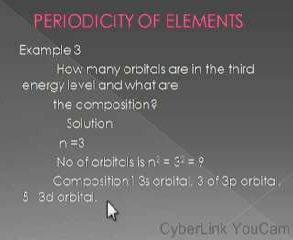Now, they ask what the composition is. The composition is that we have one 3s because n equals 3. So we have 3s, we have three 3p, and then we have five 3d orbitals. So 1 plus 3 plus 5 is equal to 9. That is their composition.